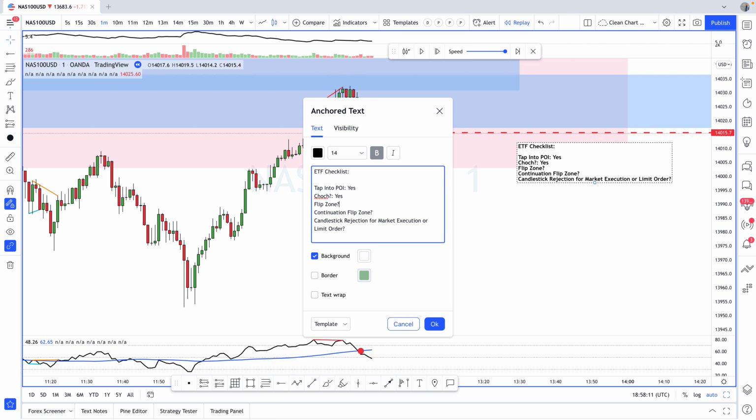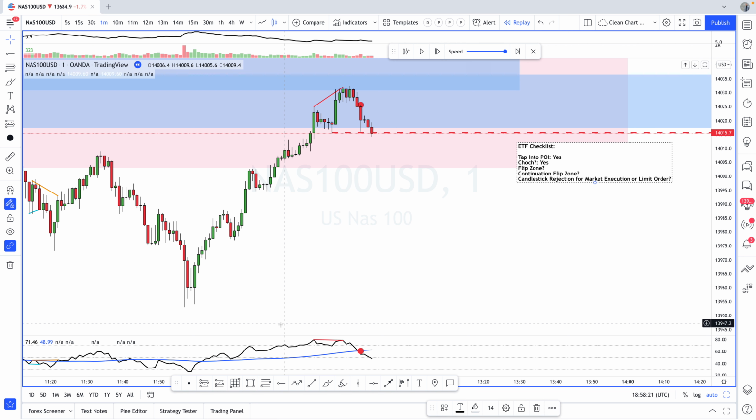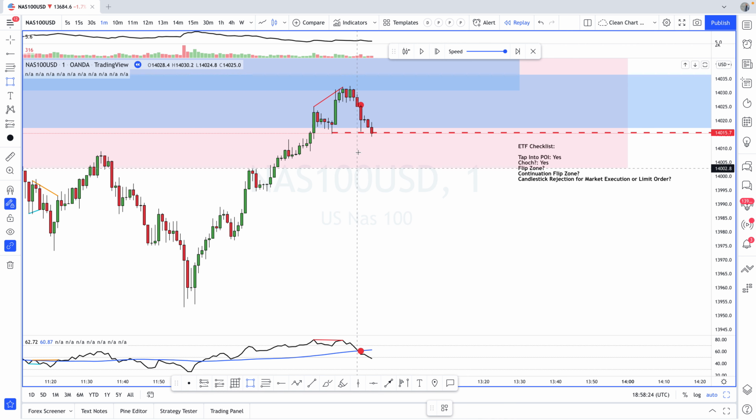All right, so let's identify our flip zone. We're not looking for a continuation flip because we can just look for our flip zone right now. And so then the last piece we'll figure out is, once it taps into it, are we going to use a limit order or are we going to look for a candlestick rejection? We're going to err on the side of doing a limit order on this.